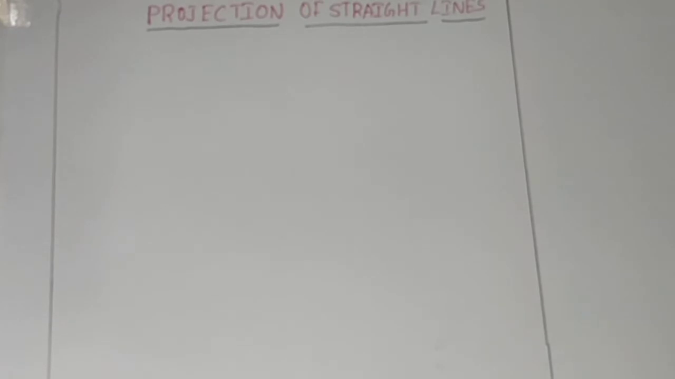From today's session onwards I am going to start a new topic, that is projection of straight lines. First of all, we have to discuss what a straight line is. A straight line is formed when a point moves in space from one point to another point. Similarly, a line joining two points is known as a straight line.